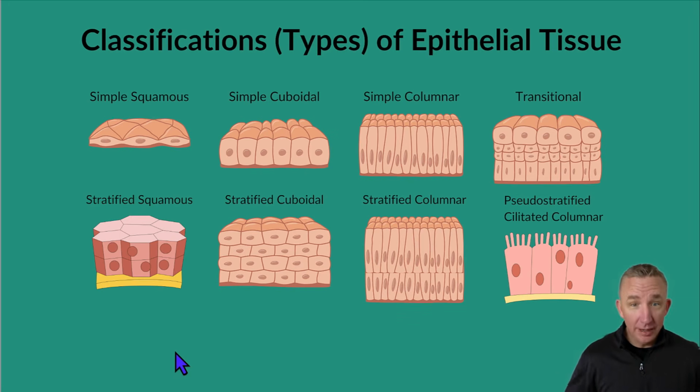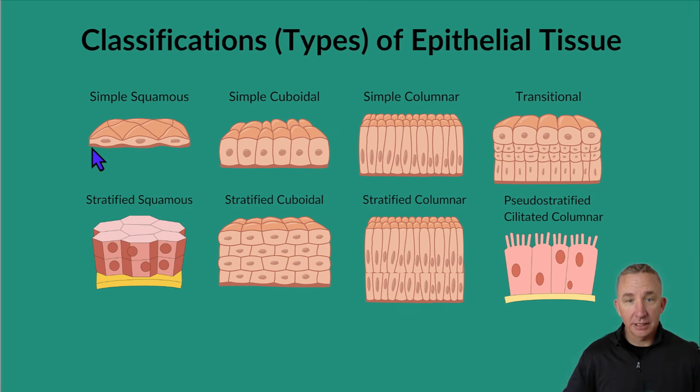How we describe that is the number of layers. So you see across the board here, this says all simple, and this says stratified. Simple means it's 1 layer of cells. Stratified means it's 2+ layers of cells. And what it means is what it's sitting on that basal surface.